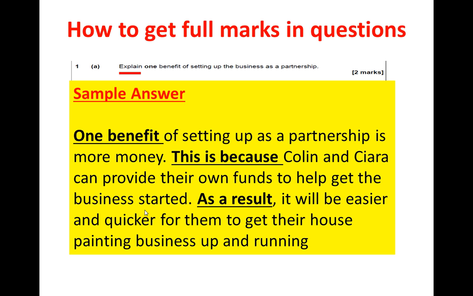So a typical example answer would look like this. One benefit of setting up the partnership is more money. This is because Colin and Kira can provide their own funds to help get the business started. As a result, it will be easier and quicker for them to get their house painting business up and running. So look, I've made a point. I've explained it using "this is because," and then what impact is it going to have on Colin and Kira? So, "as a result," a very powerful connective to make sure you talk about impact and effect.